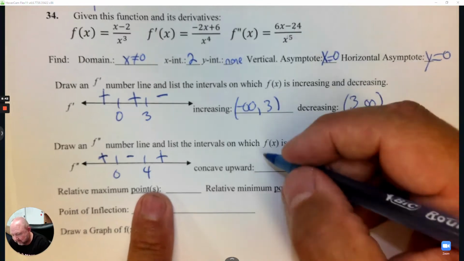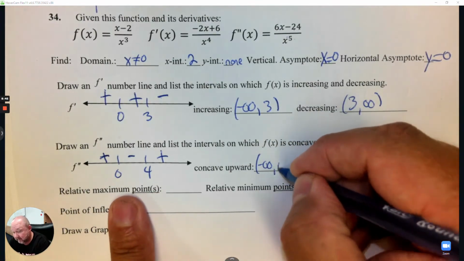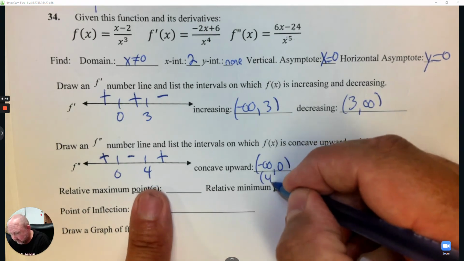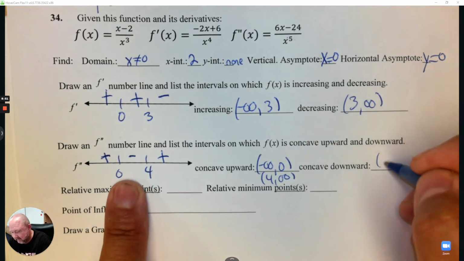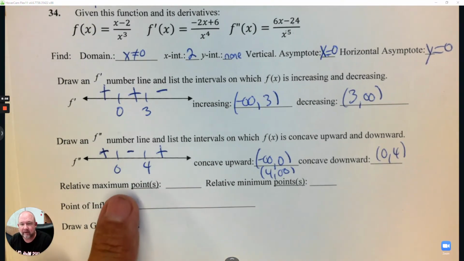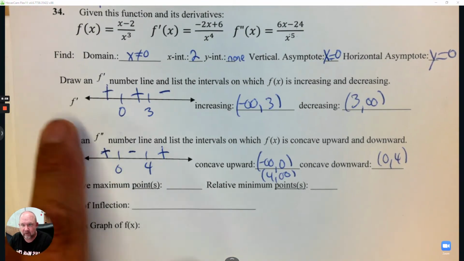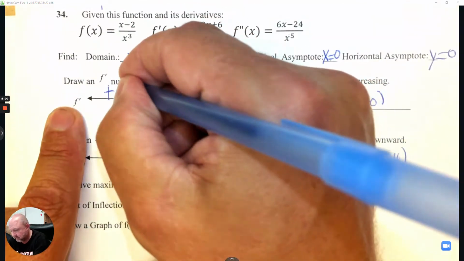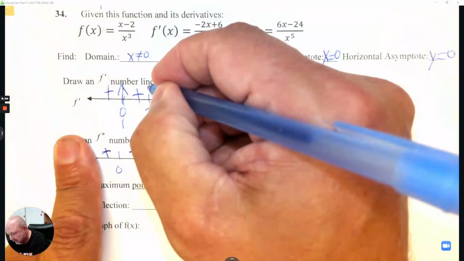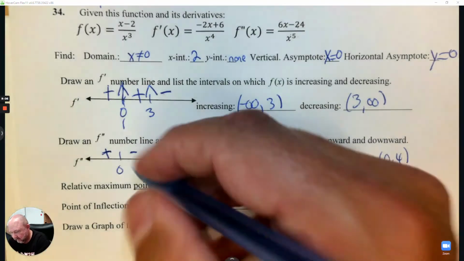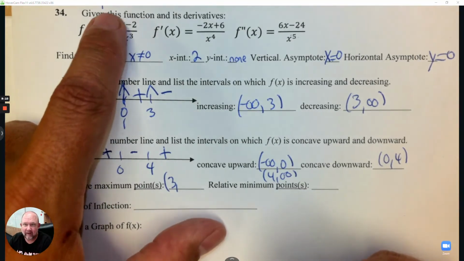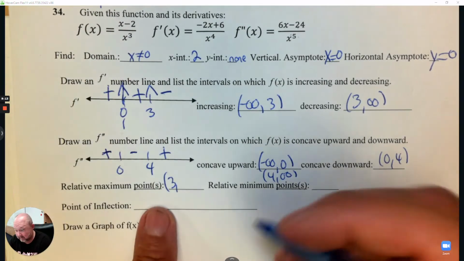This is concave up from -infinity to 0. This is concave up also from 4 to infinity. It's concave down from 0 to 4. Where's the relative maximum? Go to the first derivative. At 0 is an asymptote, so at 3 is our maximum. When I plug 3 into here, I get 1 over 27.